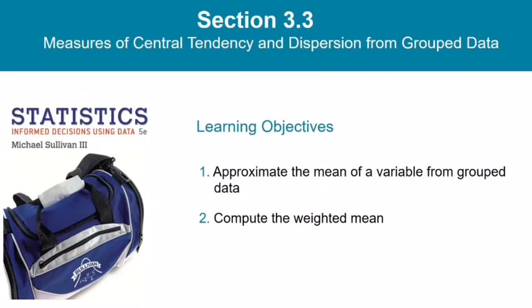Hello again, everybody. Today we are in section 3.3 and we're going to be talking about measures of central tendency and dispersion from grouped data. That is, data that's in a frequency distribution. So in this section, I'll show you how to approximate the mean of a variable from grouped data, and I'll also show you how to calculate a weighted mean. And I'll show you how to do this both by formula and by calculator. So here we go.